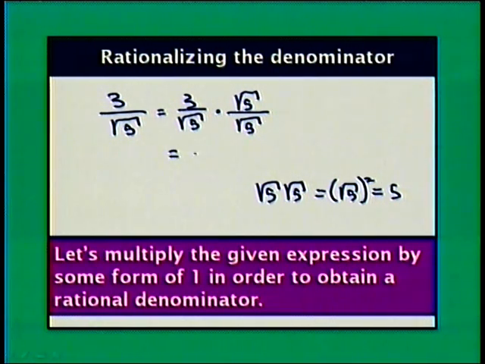In the denominator, we have the nice rational number 5, and in the numerator, we have 3 times the square root of 5. So now we have a new expression equivalent to our original expression, but now there's a rational denominator. Now we haven't gotten rid of the irrationality. We still have an irrational factor in the numerator. This number is still irrational, but we have a rational number in the denominator.